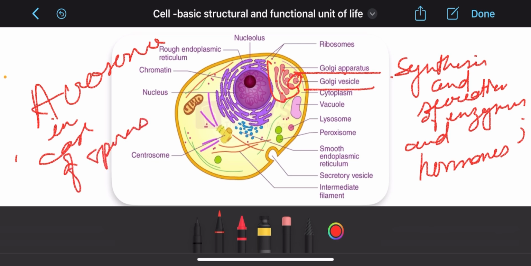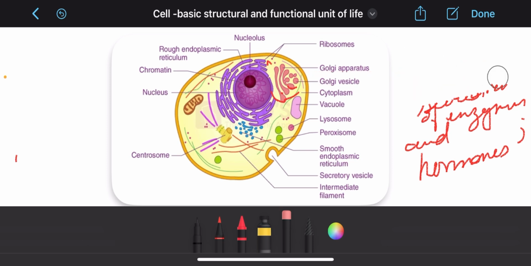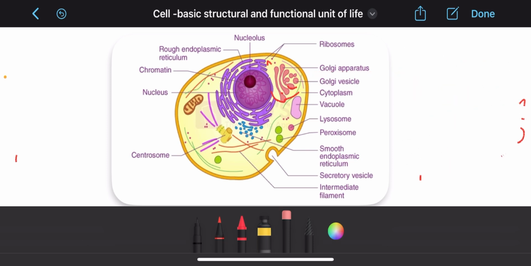Now, with this, we are going to head towards another cell organelle, which is the ribosome. As already told, it is the protein factory of a cell. It is going to form proteins. So, where are the ribosomes? These structures are known as ribosomes. The small granules scattered in the cytoplasm, these dot-like structures, are ribosomes.